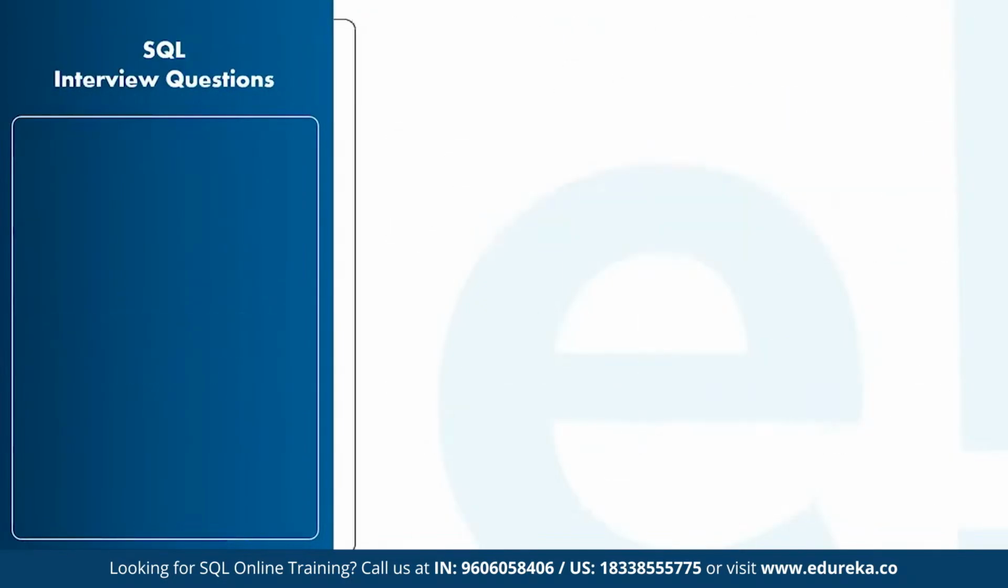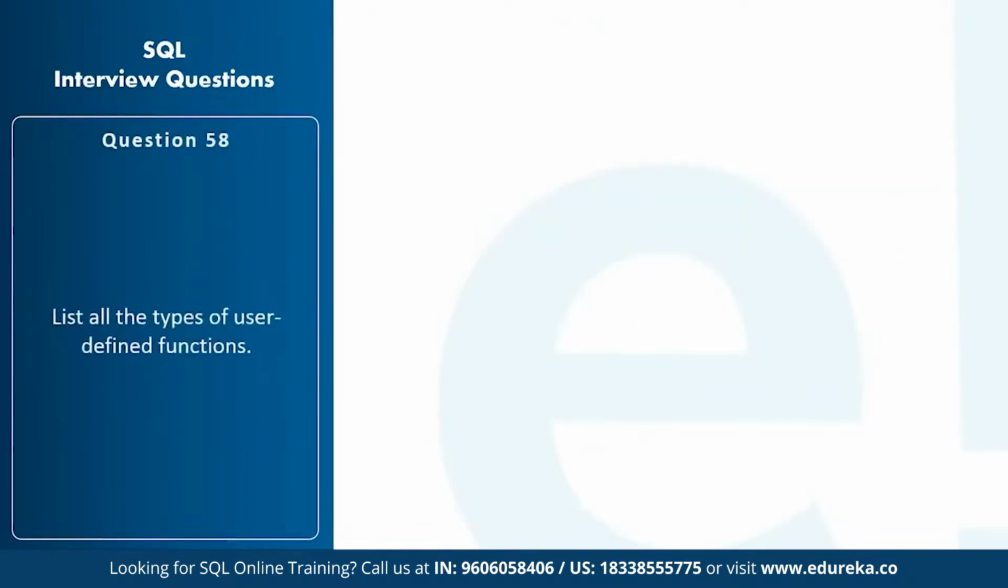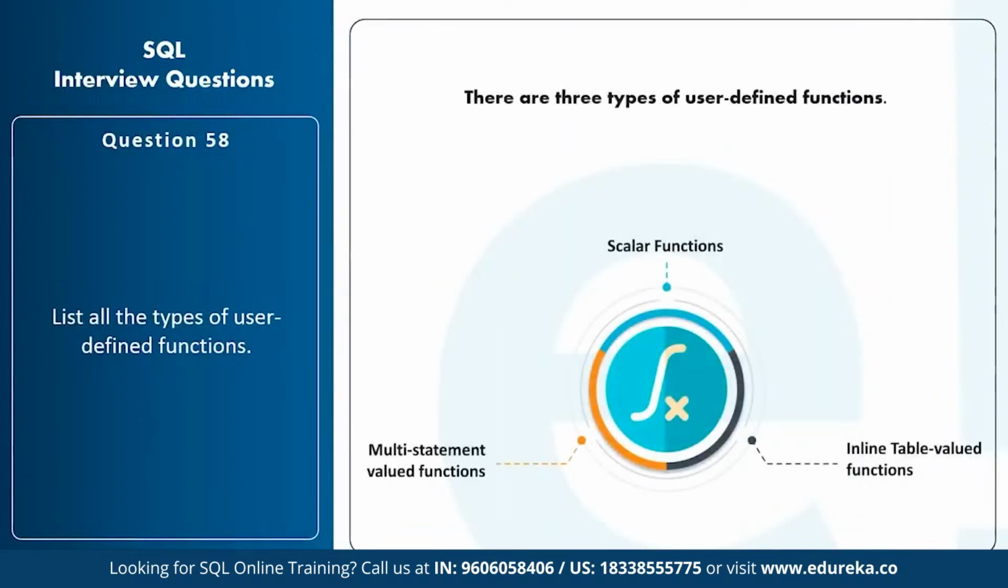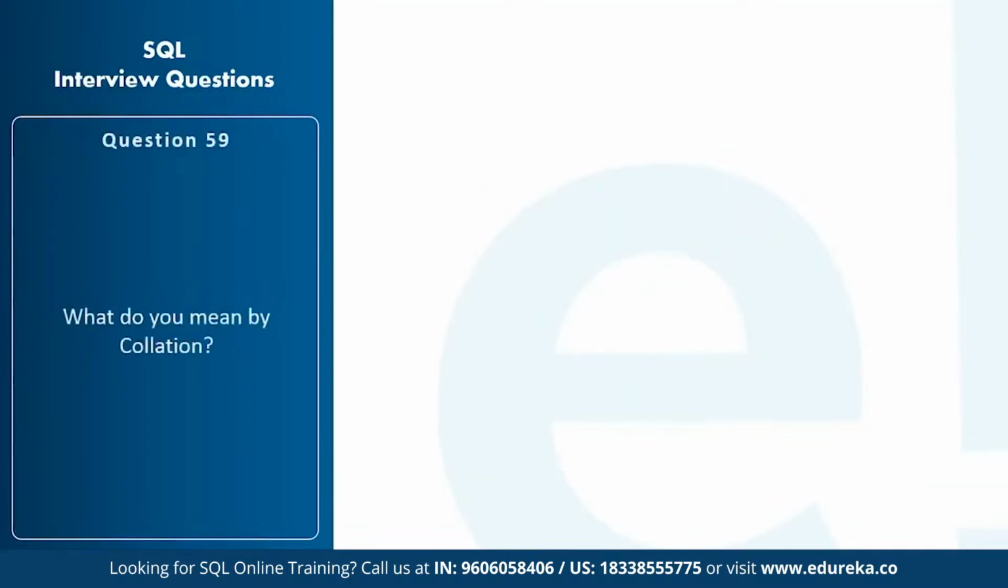Now let's move forward with the next question: list all types of user-defined functions. There are mainly 3 types of user-defined functions: the scalar functions, the inline table valued functions, and the multi-statement valued functions. You mainly have to mention these 3 functions when you're asked about the different types of user-defined functions.